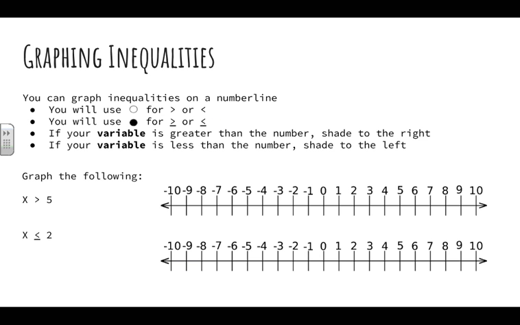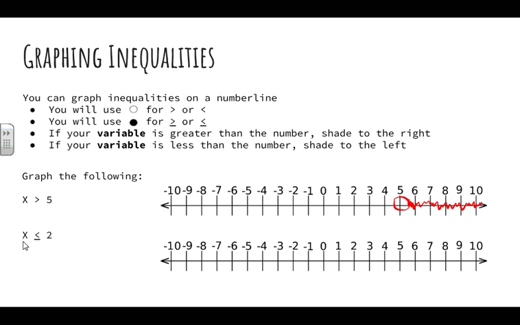So let's try a couple. Let's graph x is greater than 5. What we do is we put our circle on 5. Since this is x is greater than 5, it's going to be an open circle because 5 is not included in the inequality. And our variable here is greater than our number, so we're going to be shading to the right. So this shows us that x could be any number greater than 5.